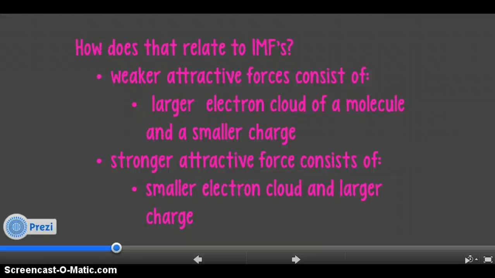For example, H2O, hydrogen is very small and oxygen is very small. So the molecules can fit together more easily and have a larger charge connected between them, which produces a stronger attractive force. So now that that is refreshed, we'll go into the certain IMFs, starting with the weakest of them all, London dispersion.